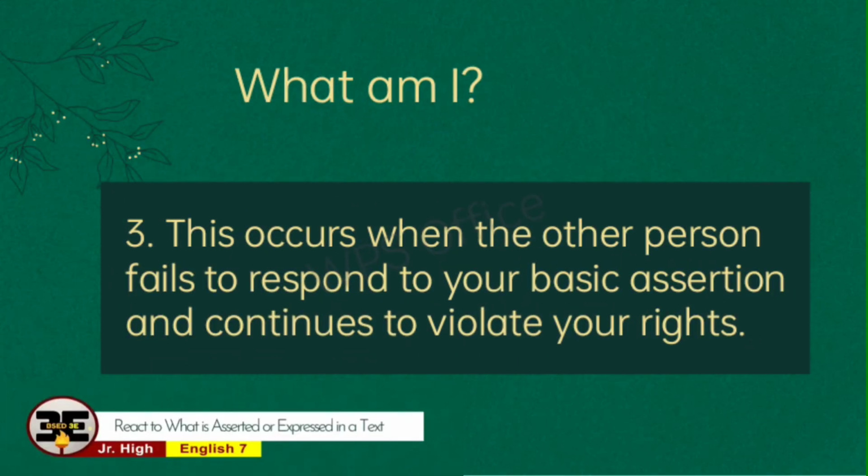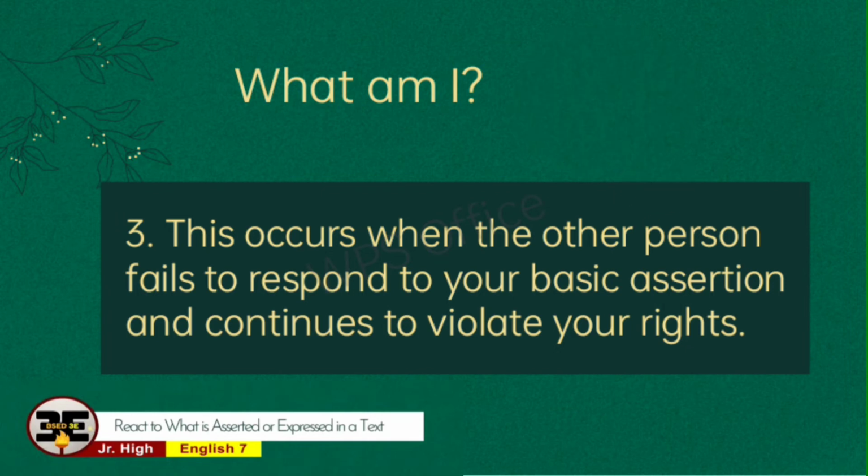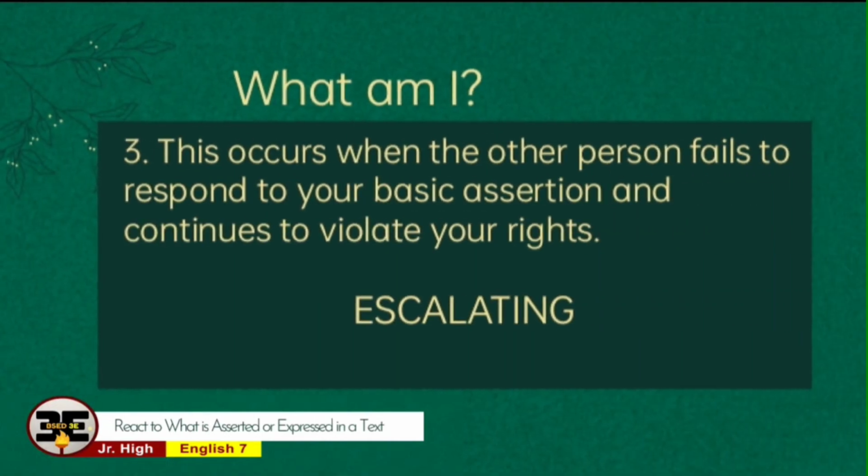Number 3. This occurs when the other person fails to respond to your basic assertion and continues to violate your rights. What do you think is being described here? What's your answer, class? Perfect! The accurate answer is escalating. Job well done.